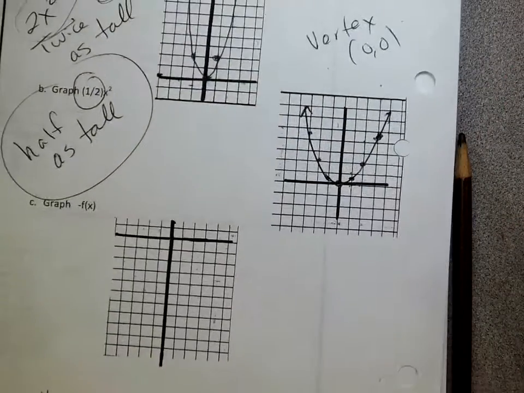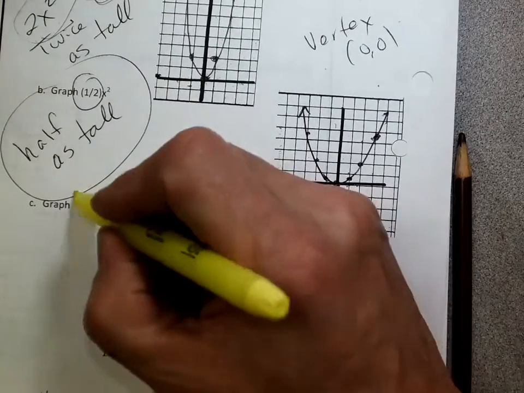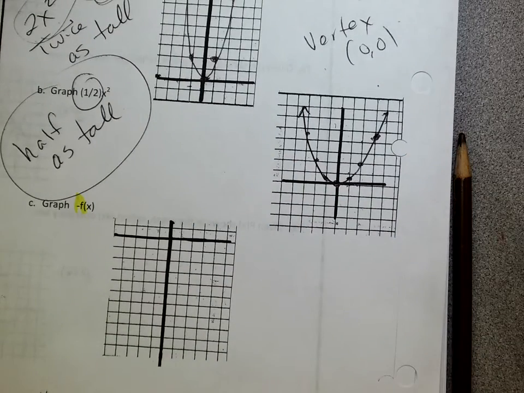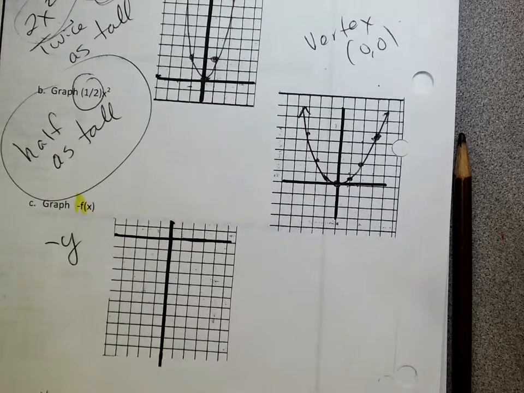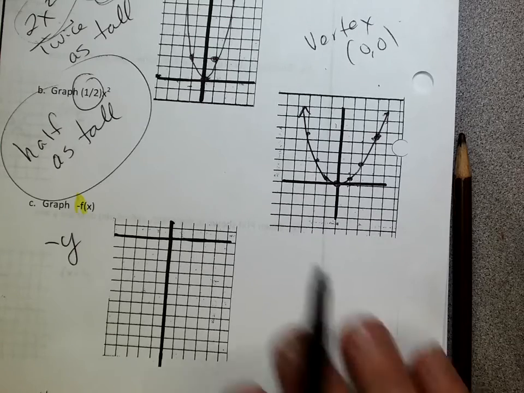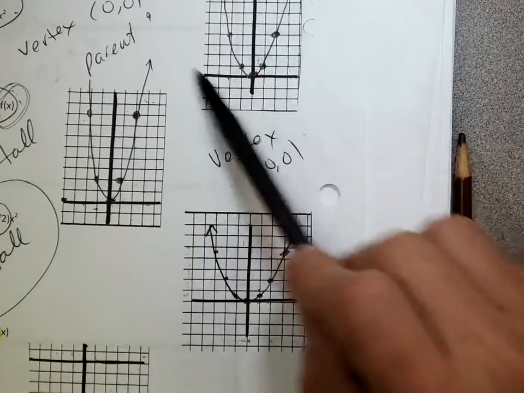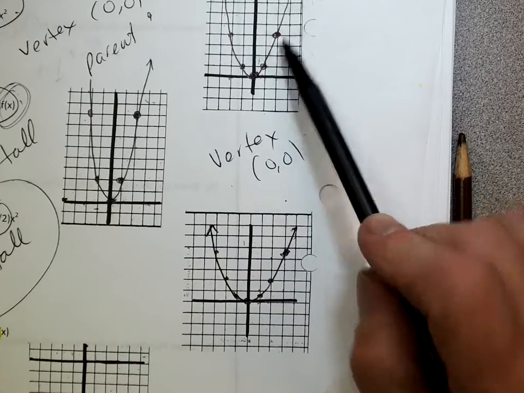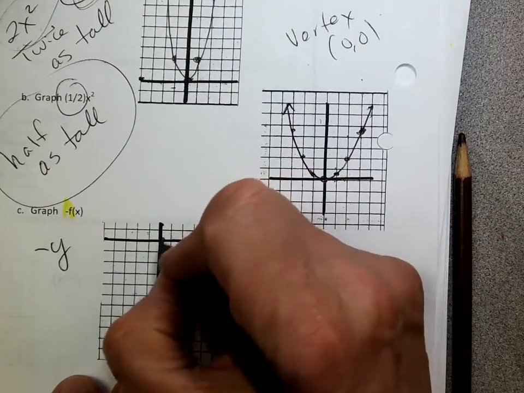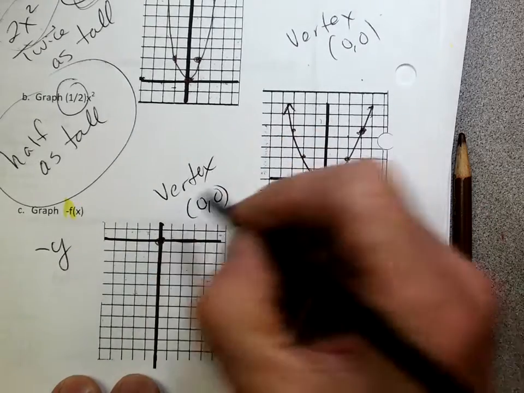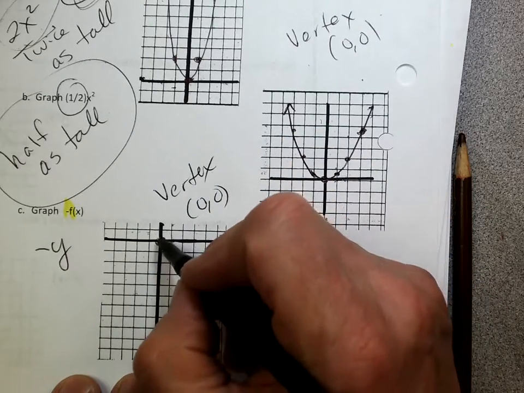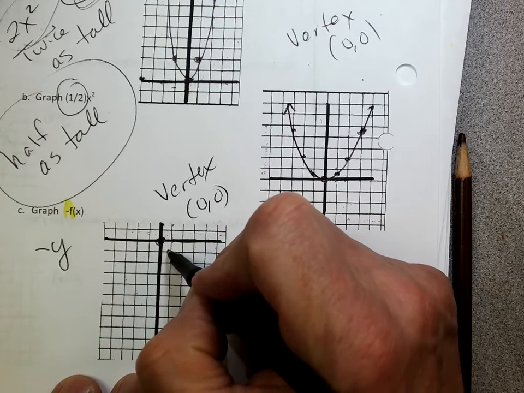Last one, okay? The negative out in front. If f of x is y, it's really like saying negative y, right? Well, if the y's are up and down, if we want to do negative, we're going to go down, right? So let's take our parent function and let's make it go down, okay? So 0, 0 is the vertex. And instead of going 1, 1, I'm just going to go down. I'm going to go down 1, right?